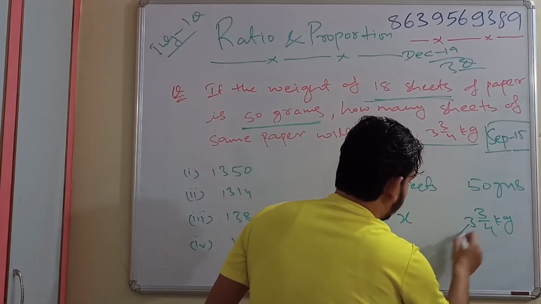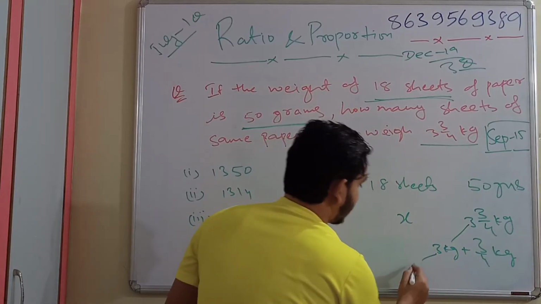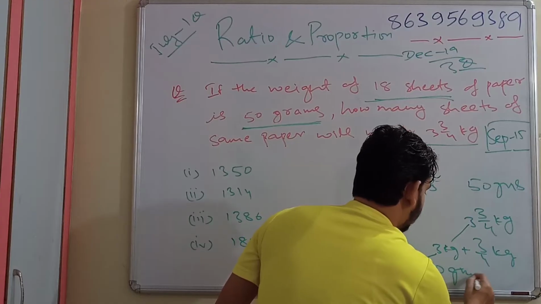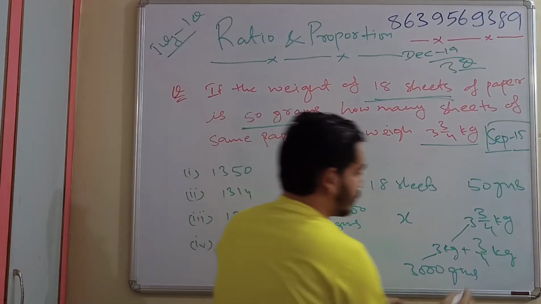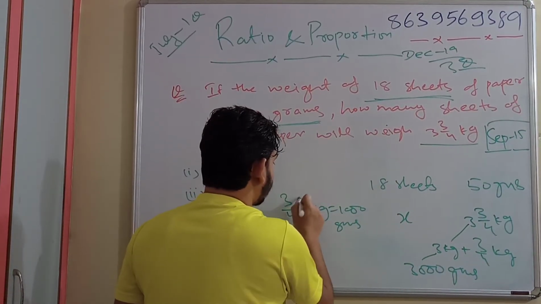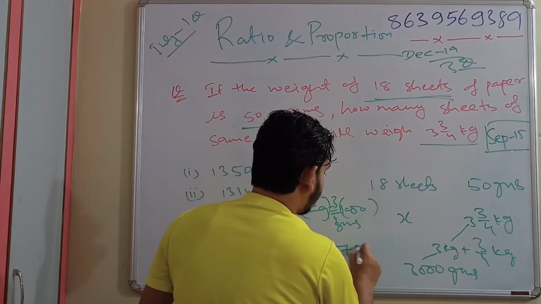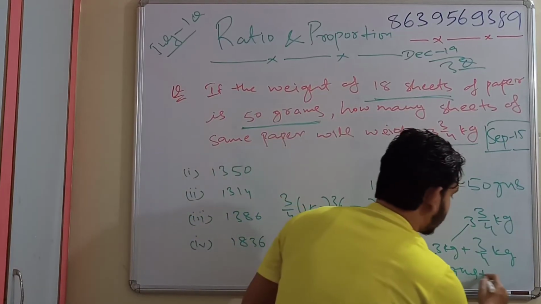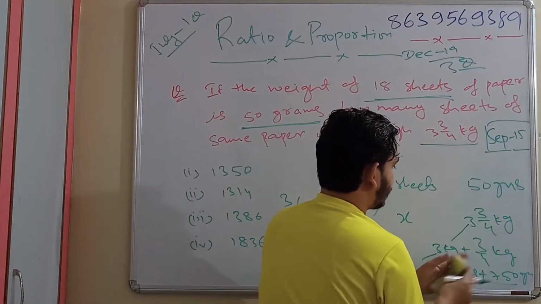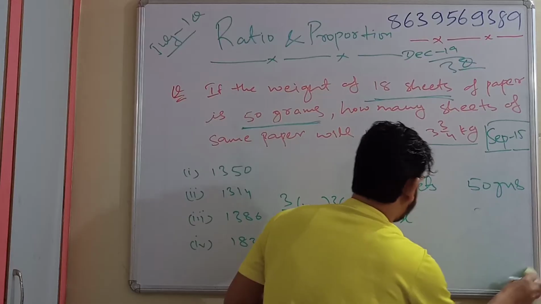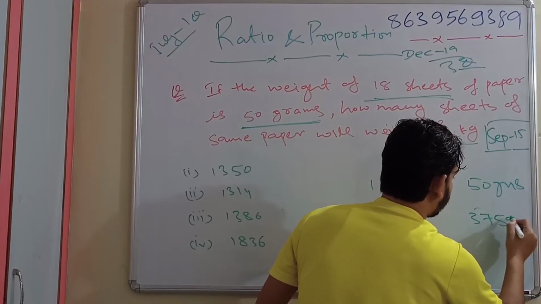I can write this as 3 kg plus 3 by 4 kg. This 3 kg will give you 3000 grams, because you know 1 kg is nothing but 1000 grams. Now this 3 by 4 of kg will be nothing but 3 by 4 of 1000, that will be 750 grams. So that plus 750 grams. Totally this will give you 3750 grams.